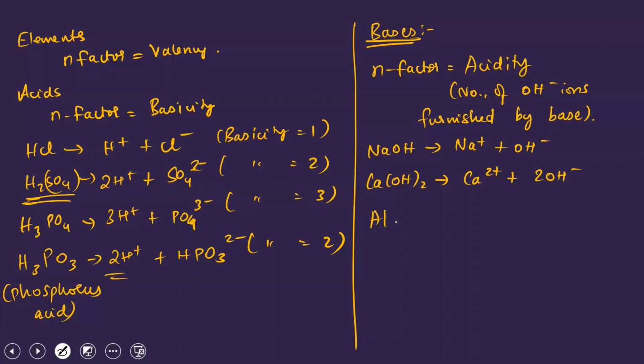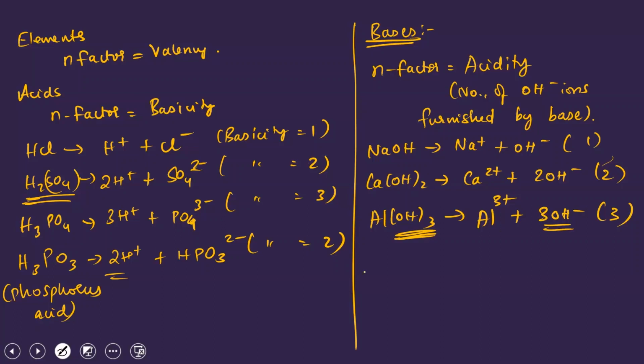Aluminum hydroxide. How many hydroxide ions do I have? 3OH minus. First listen, then write. Since there are 3 hydroxide ions, 3OH minus. So what will the charge of aluminum be? 3 plus. Is that clear? So for bases, n factor is what? The number of OH minus ions furnished by the base. So here the acidity is 1, here it is 2, here it is 3.